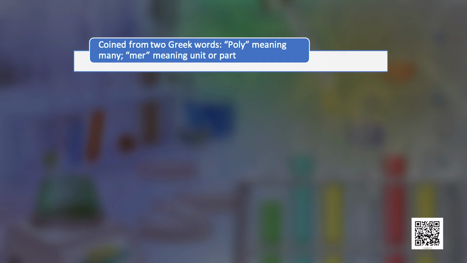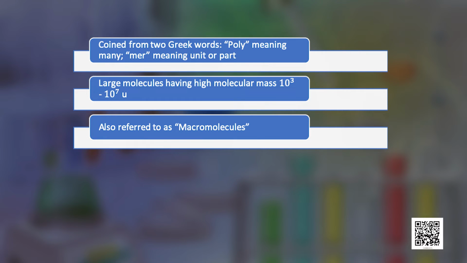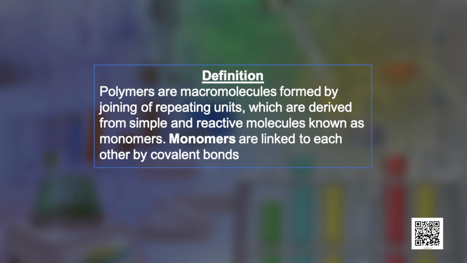We will begin with what is a polymer. The word polymer is coined from two Greek words. Poly means many and mer means unit or a part. The term polymer is defined as very large molecules having high molecular mass. These are also referred to as macromolecules. Thus, polymers are macromolecules formed by joining of repeating structural units on a large scale.